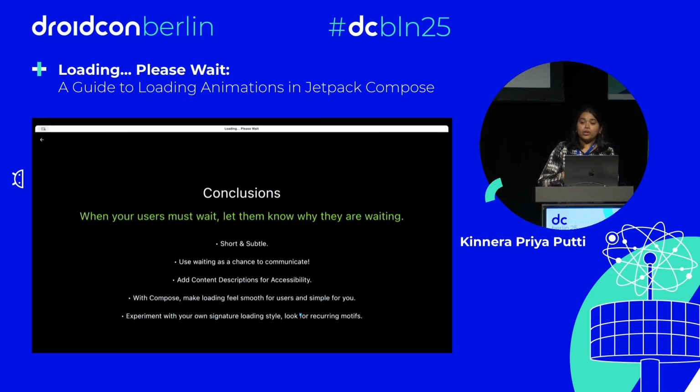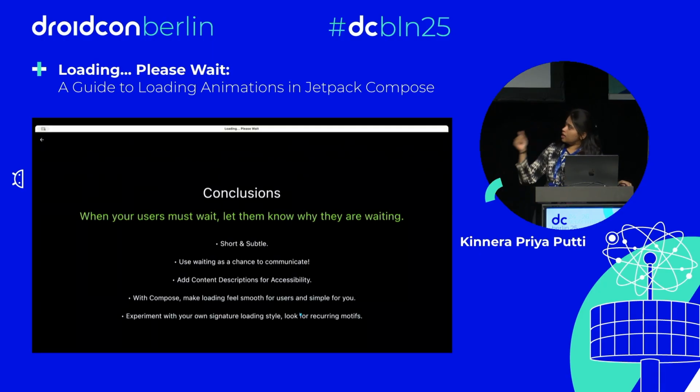Then with Compose, I mean, in XML, animations were a little bit harder, but with Compose, the bar has come down a little bit. So when you make loading feel smooth for users, also make it simple for you, right? If you have something that remains consistent to the app, you have a composable, maybe in a module that you already have composables in, and then you can directly plug it into the rest of your app, right? That's a great way to add to a design system.